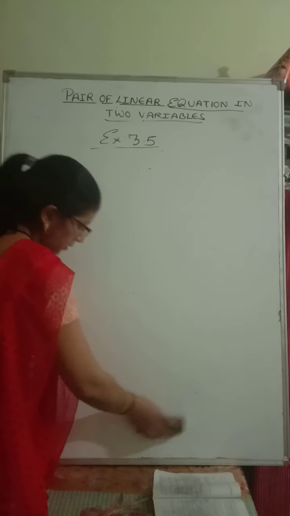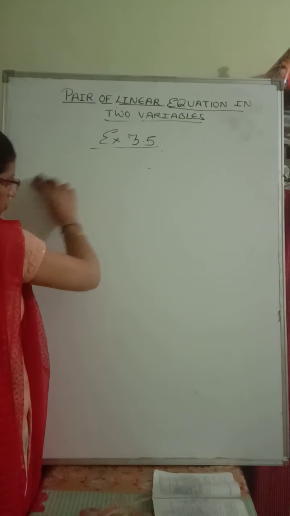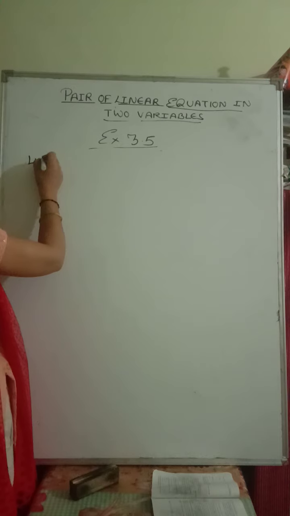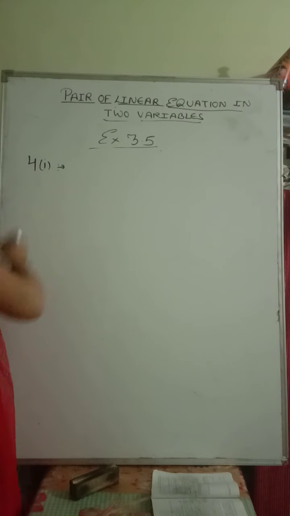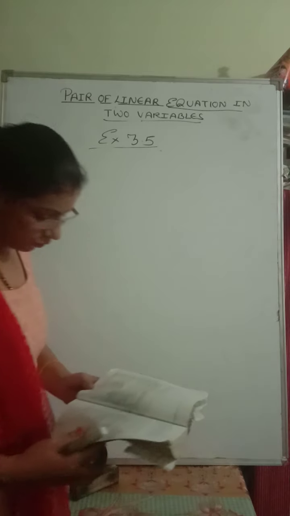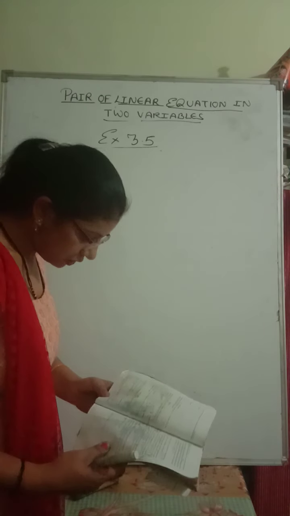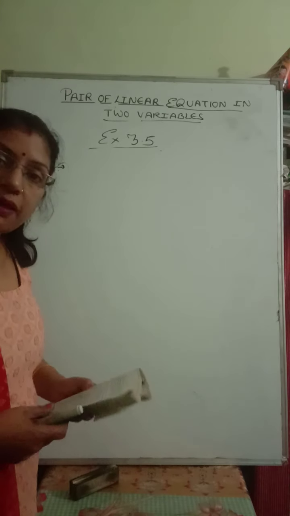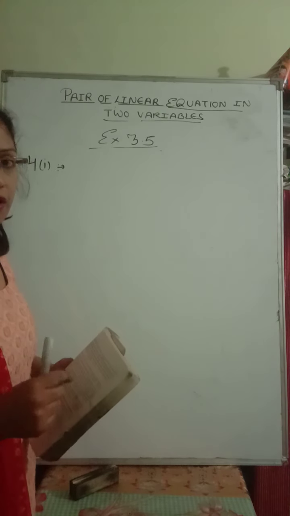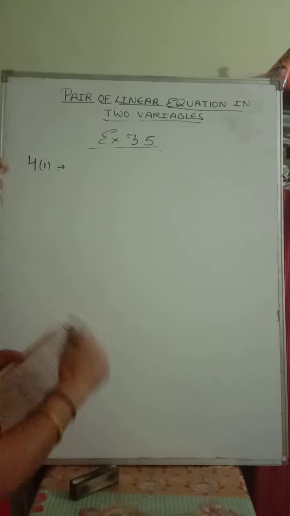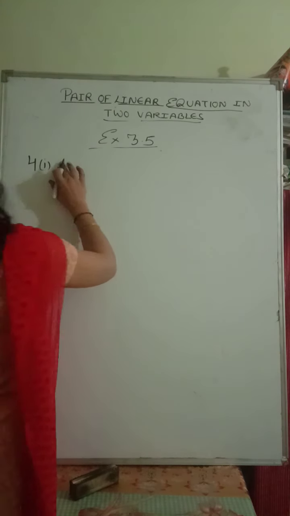We are starting from question number 4, first part. What is question number 4? Form a pair of linear equations in the following problem and find their solution, if it exists, by an algebraic method. Any algebraic method means you can use substitution, elimination, or cross multiplication. Let us see the first one.